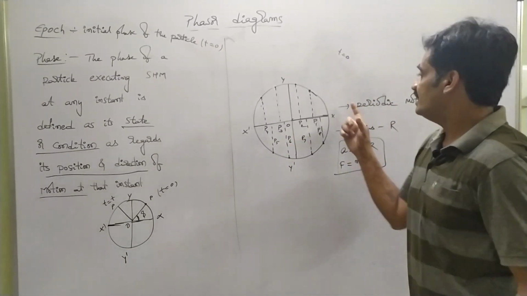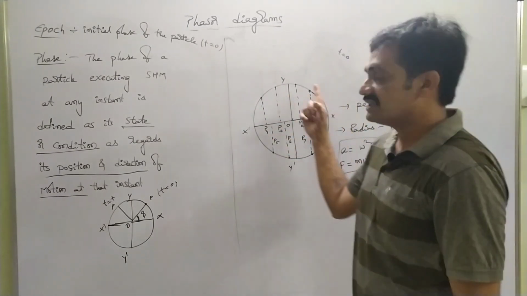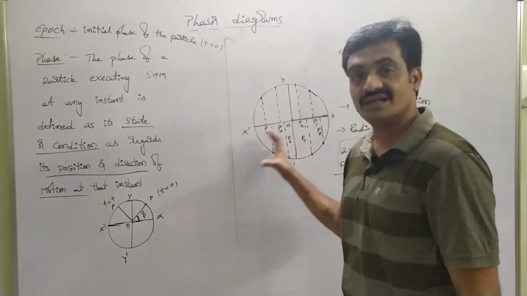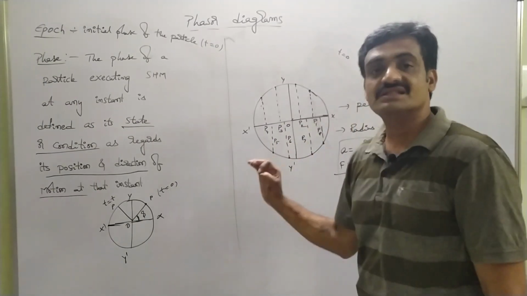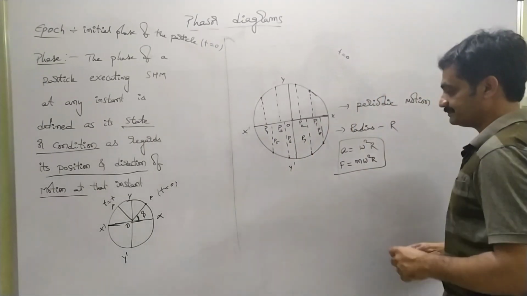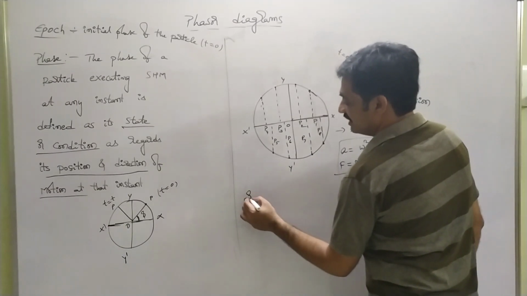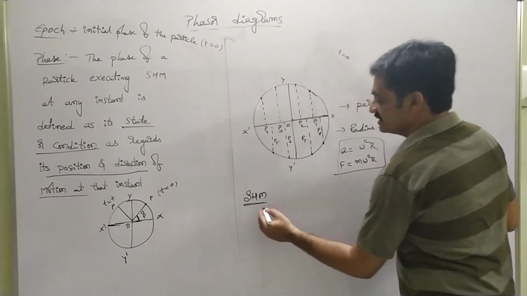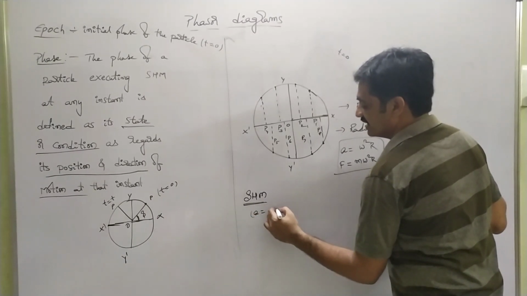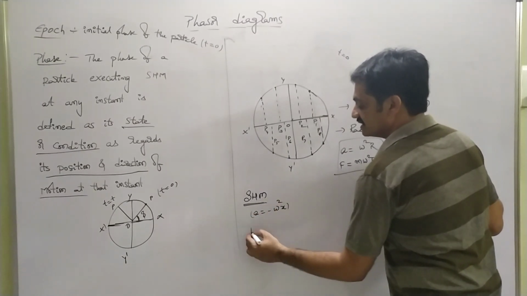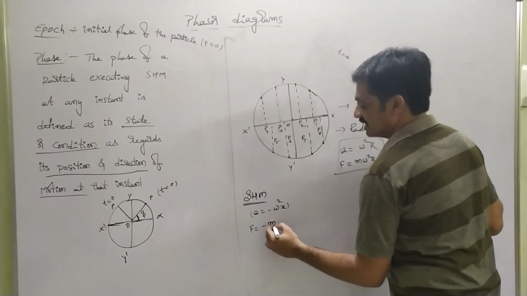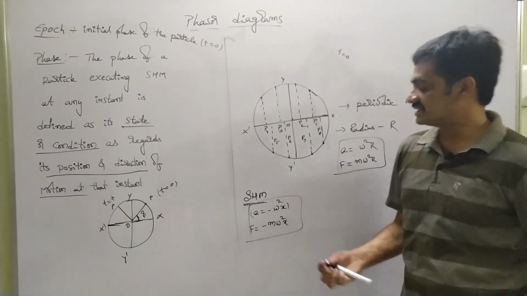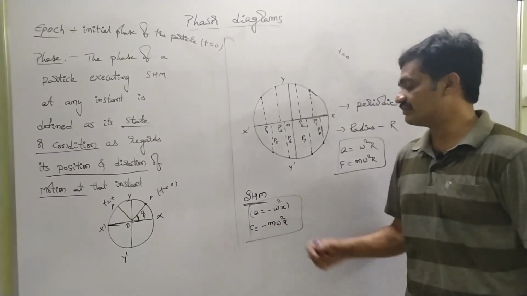This means the movement of the particle itself is not considered as SHM, whereas the projection of the particle on the diametrical line represents a simple harmonic motion, SHM. The acceleration in this case is given as a equals minus omega square x, whereas the force is given as minus m omega square x. So in the case of SHM, we represent the acceleration and force like this.